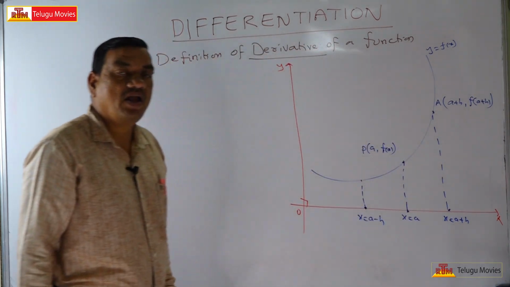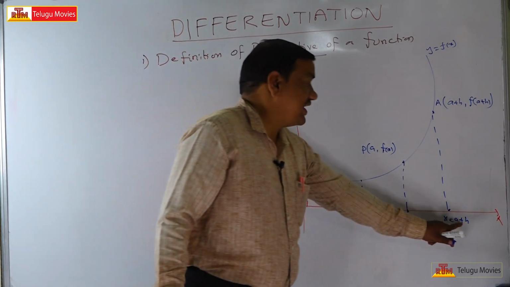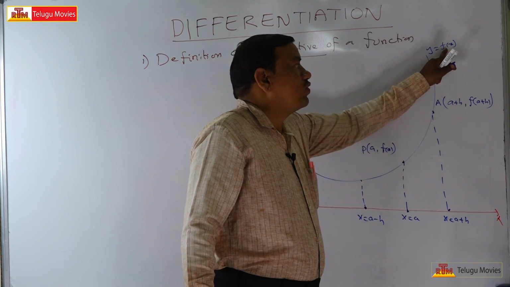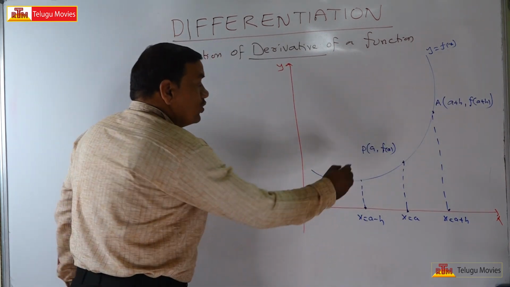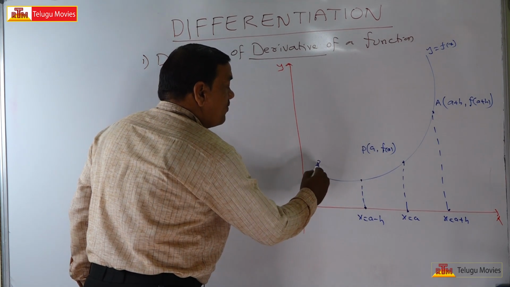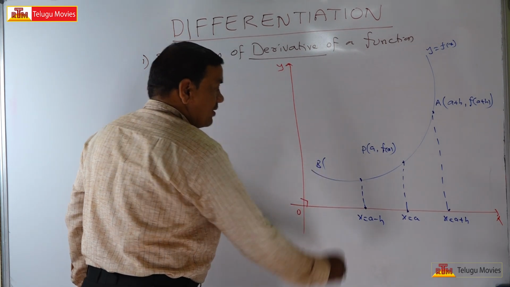A plus h comma f of a plus h. So why? Because the x coordinate is a plus h, and the y coordinate is f of x. f of x means f of a plus h. So here let us take it as a b term, b point.